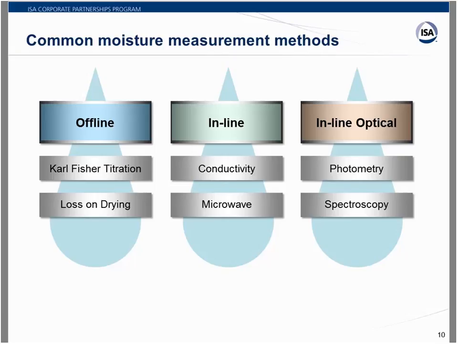Inline, these are the process measurements. Basic is conductivity, used in salt removal processes. You have both anionic and cationic conductivity. Some people may refer to it as resistivity. Conductivity is defined actually as 1 over resistivity.